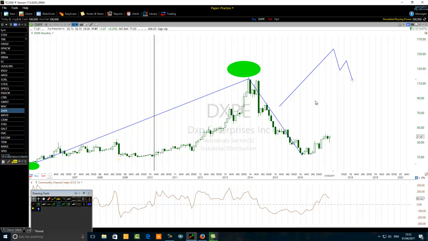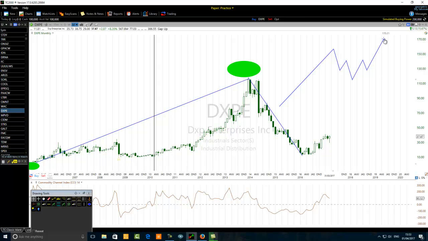There are various types of flat correction: the running flat correction, the expanded flat correction, and the classic flat correction. So you may go around on YouTube or on the 24 Elliott YouTube channel, checking the videos about the flat correction. So the flat correction may have equal highs, forming a kind of double top.